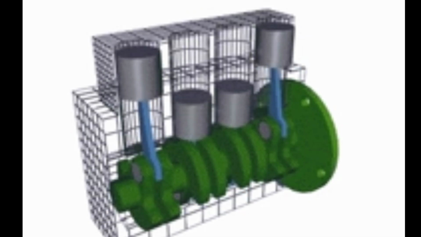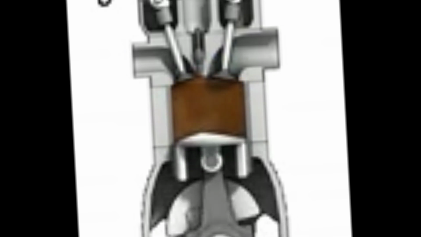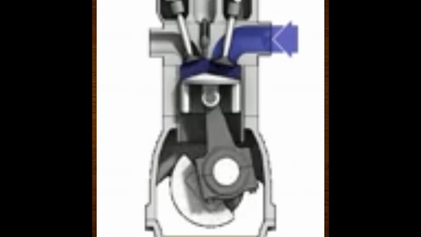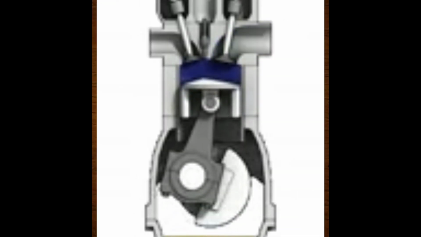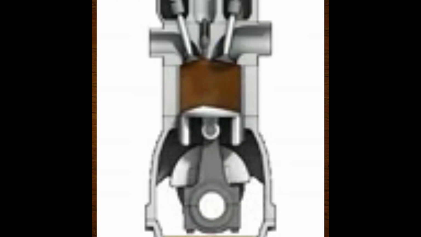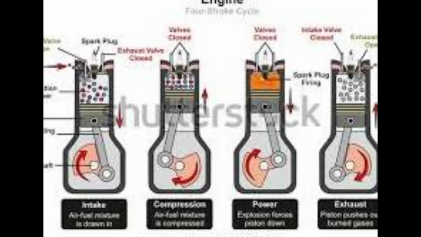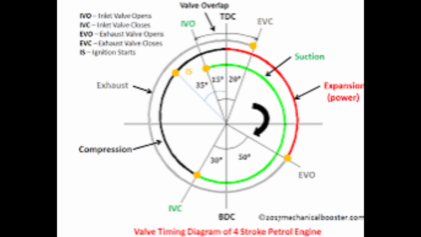A 4-stroke engine completes a power cycle every 2 crankshaft revolutions, or 720 degrees. This is because the piston makes 2 complete passes through the cylinder to complete 1 operating cycle. The 4 strokes of a 4-stroke engine are intake stroke, compression stroke, power stroke, and exhaust stroke. The duration of each stroke varies.